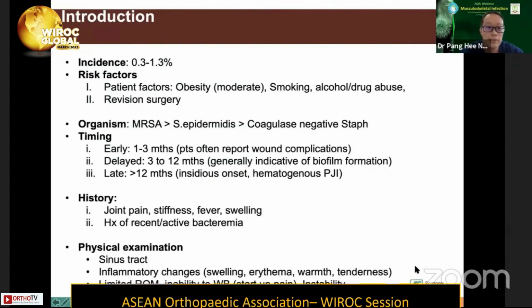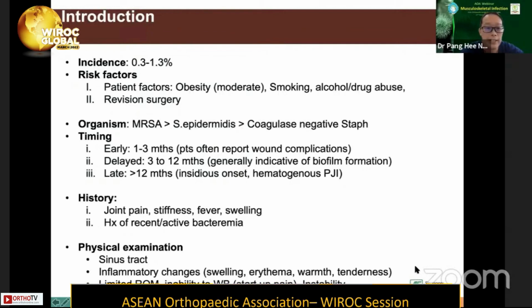If it's early, 1 to 3 months after the operation, usually it's associated with wound complications. In this case, there was delayed wound healing. That is a high risk for wound infection. If it's delayed, it's usually indicative of biofilm formation, and we have to consider explantation to remove the biofilm totally. With late onset, which is 12 months from the operation, we consider a low virulence, insidious onset microorganism or acute hematogenous PJI.